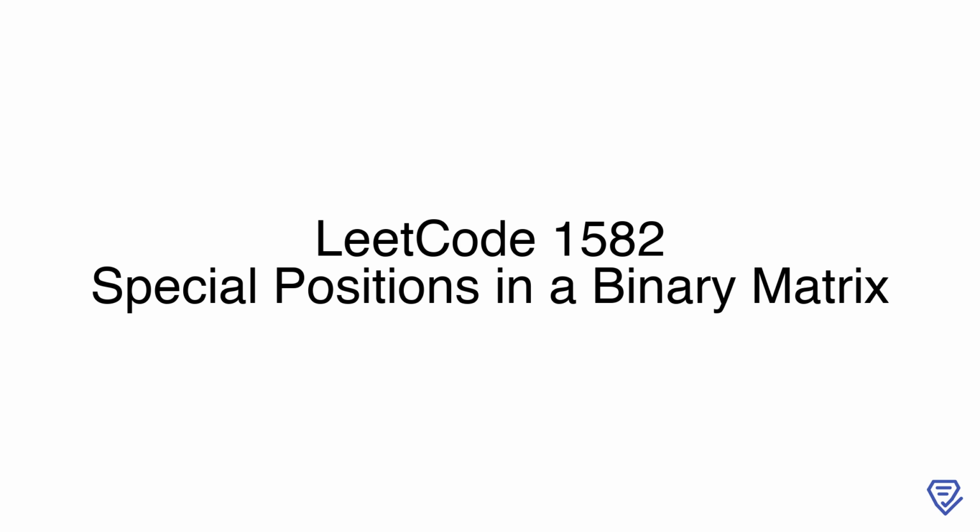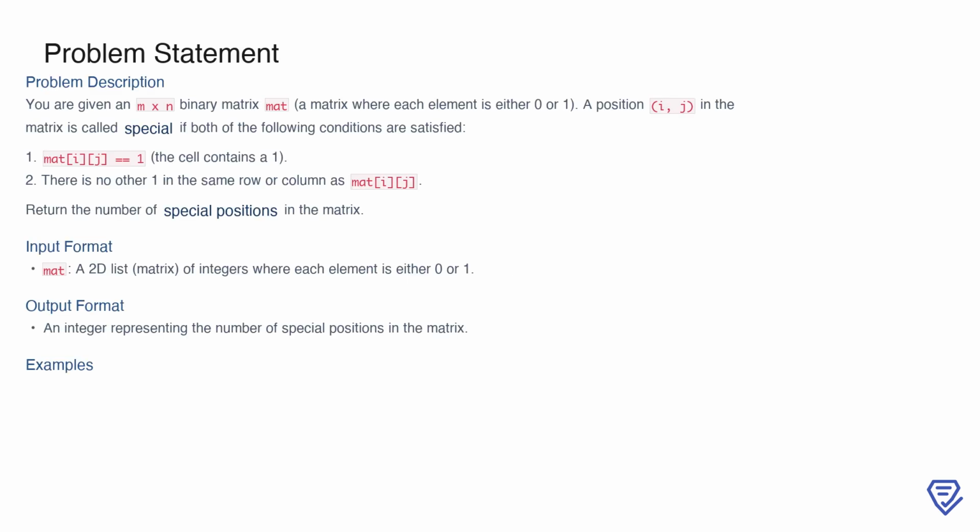Let's get started. In this problem, we are working with a binary matrix, which is a two-dimensional grid where every element is either a 0 or a 1. The task is to identify special positions in this matrix. A position, represented as i, j, is called special if two conditions are met. First, the value at that position, mat[i][j], must be 1. Second, there must not be any other ones in the same row or column as that position. Based on these criteria, the goal is to calculate the total number of special positions in the matrix.